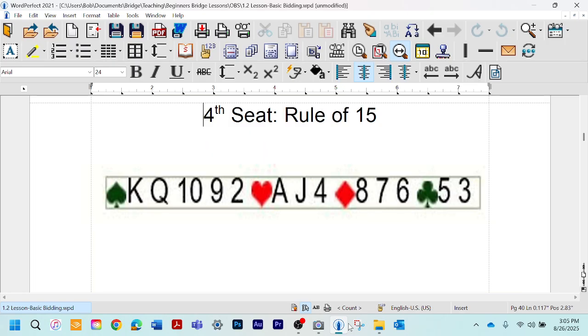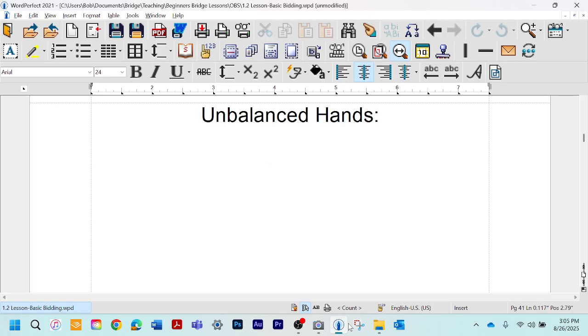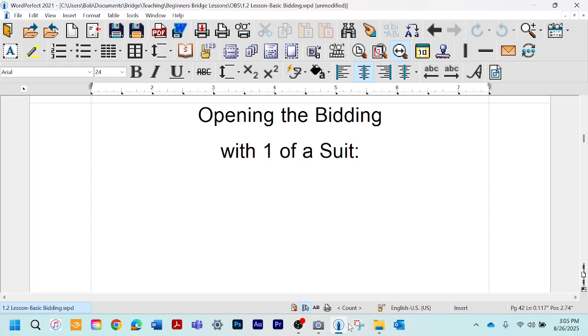And then you can open with about 10 points in fourth seat, but there's another rule called the rule of 15. I won't get into that right now. Just remember, there's different guidelines for third and fourth seat, whereas first and second seat is pretty firm on 12 points. Now, let me give you some examples of some unbalanced hands. One of a suit.